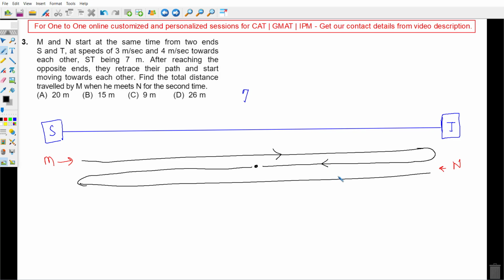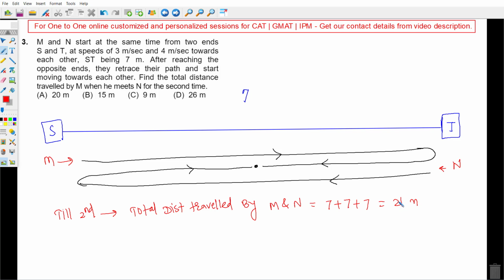Okay everyone, now for the second meeting, till the second meeting, total distance traveled by M and N is equal to how much? Tell me. 7 plus 7 plus 7, that is equal to 21 meters.